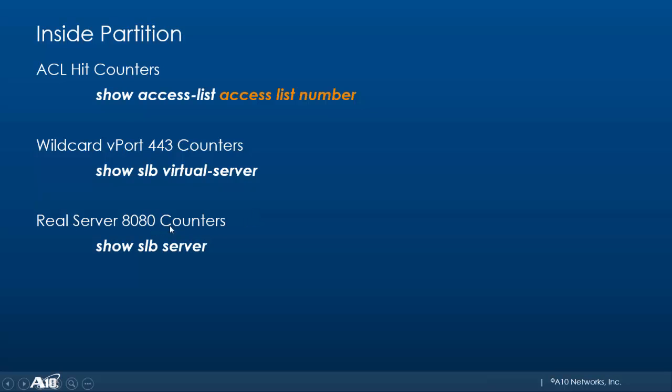The third thing that we should keep in mind is to check the real server counters. We're more interested in the real server 8080 counters at this point. All the counters can be checked using the command show SLB server. This will show us counters for all the servers that we have configured on the inside partition.